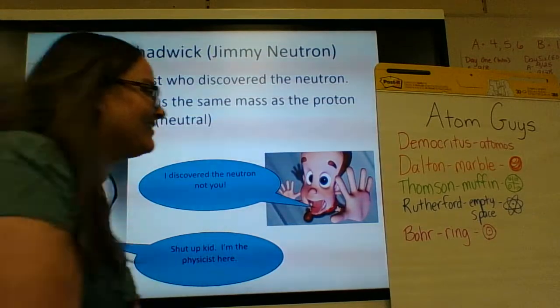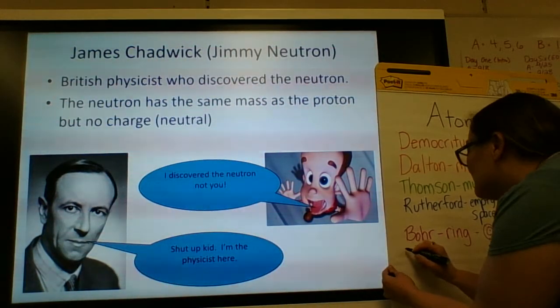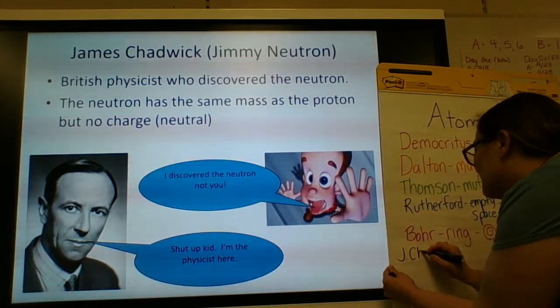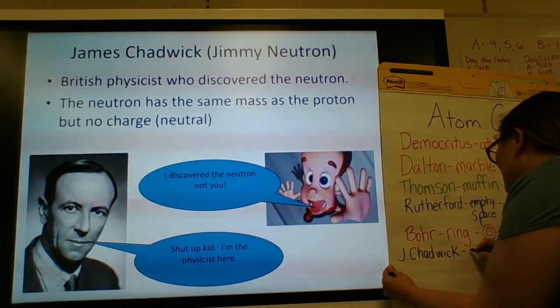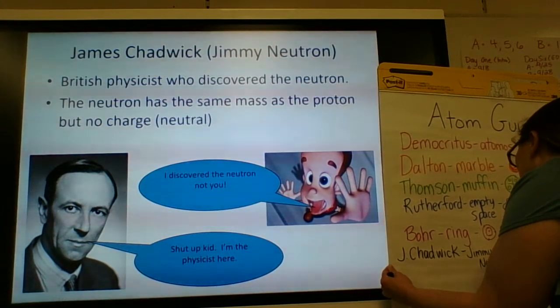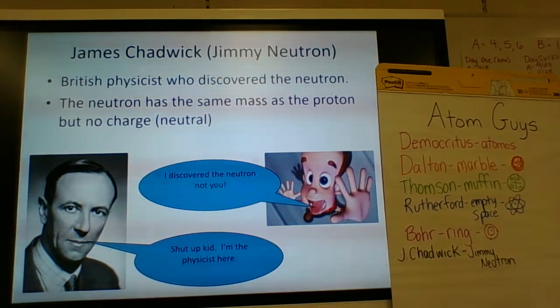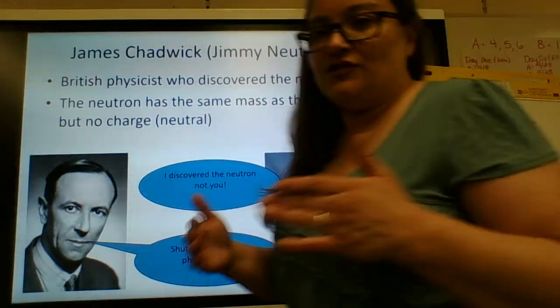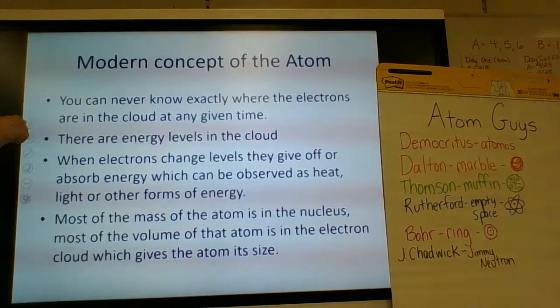All right, let's write it down. I'm including the J so that you'll remember why we're calling him Jimmy Neutron. And then we do not have a model to go along with Chadwick, because he really didn't change the model any. He just said there's neutrons in the atom. So you don't need to draw any models for him.